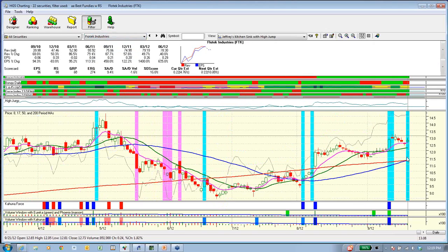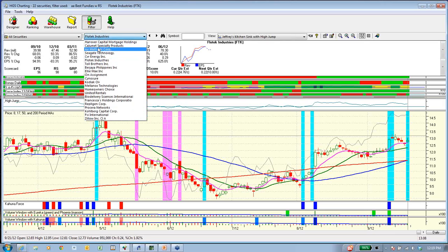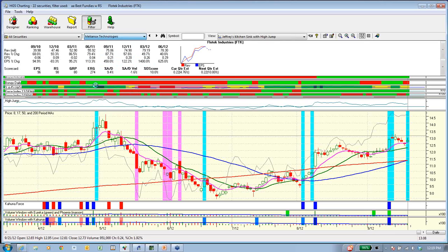Another nice pullback is Flowtech. As you can see, it ran up here, pulled back not as much, but looks like it might be getting ready to run again with a pocket pivot after a gap up from a doji or a kicker signal on Friday. That looks pretty interesting.